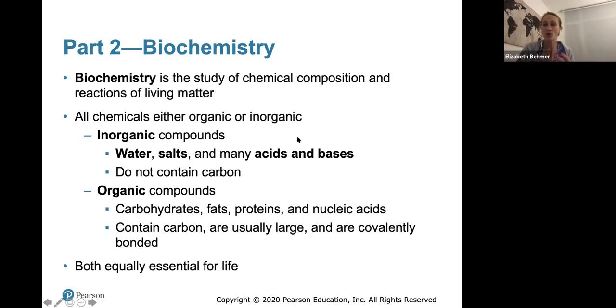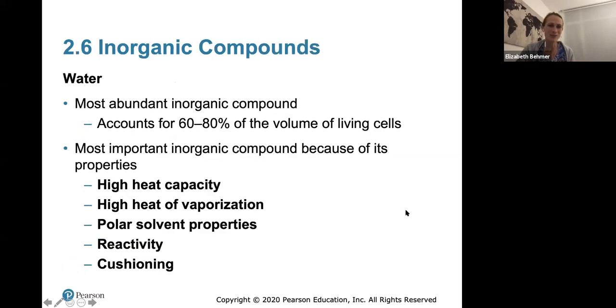All chemicals are either organic or inorganic, and we might see those words pop up again throughout the semester. Inorganic compounds are water, salts, and many acids and bases that do not contain carbon. Organic compounds usually do contain carbon. These will be all of our carbohydrates, fats, proteins, and nucleic acids. They're usually large and they're all covalently bonded, so they all share electrons. Both inorganic and organic compounds are essential for life, as we'll see.